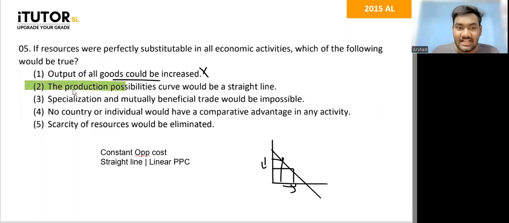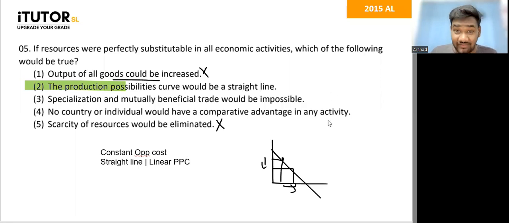Look at the next one. Specialization and mutually beneficial trade would be impossible. That we will study in unit number 9. It is possible. Don't worry about how it is possible; you will learn that in unit number 9. No country or individual would have a comparative advantage. Again, unit number 9. Scarcity would be eliminated. No, guys. We can't say that scarcity is eliminated.